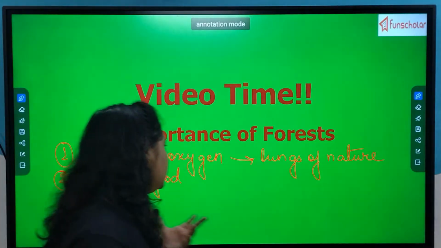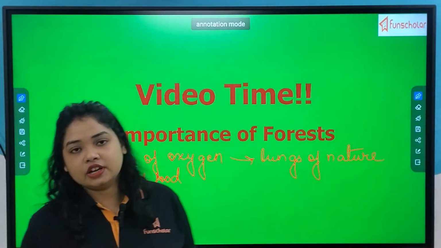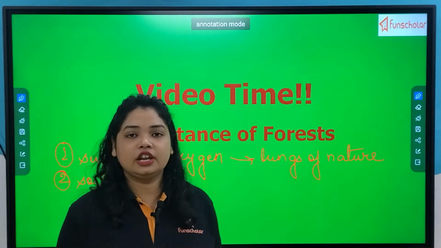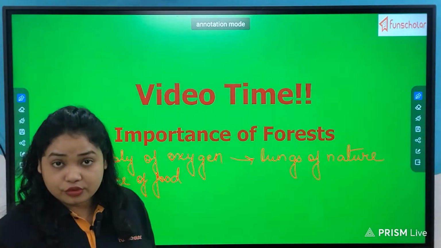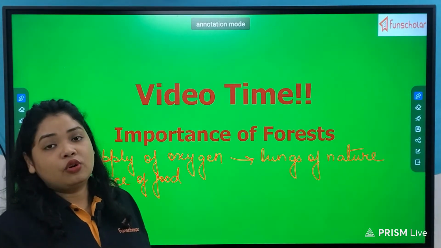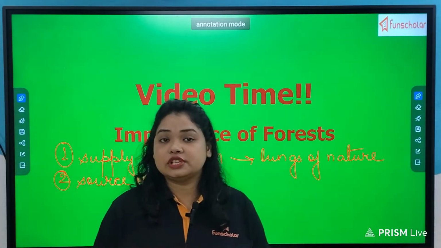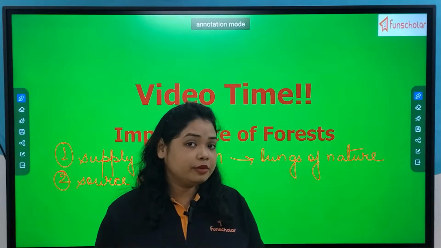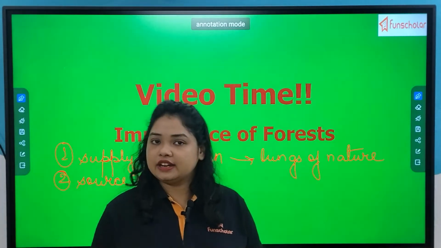So plants only have that capability to convert the inorganic raw materials into organic food source. So they serve as the source of food, and all the other organisms depend on that food source either directly, just like herbivores, or indirectly, just like omnivores and carnivores.